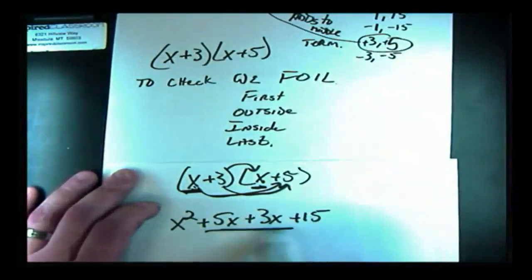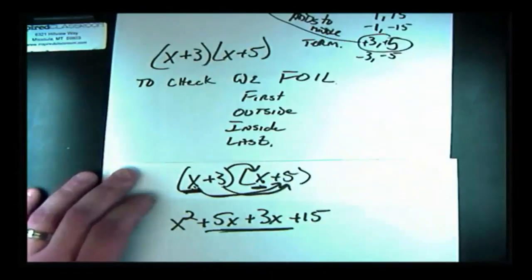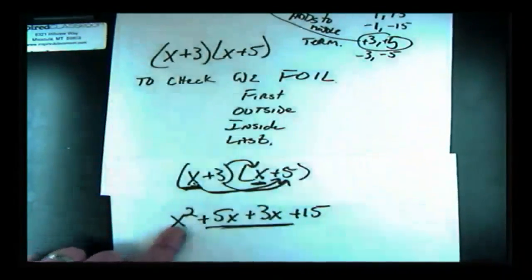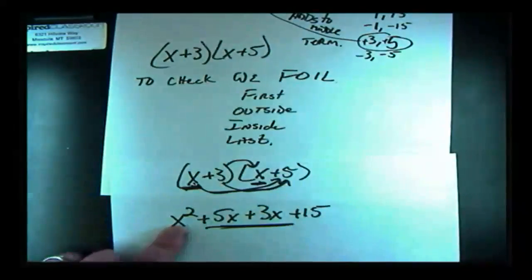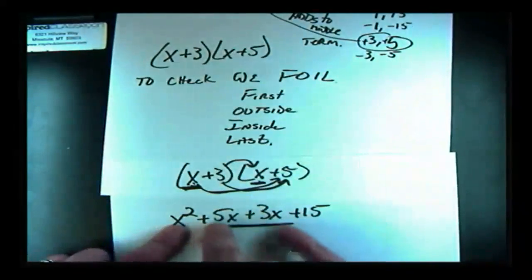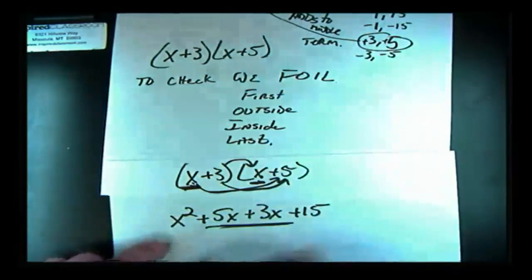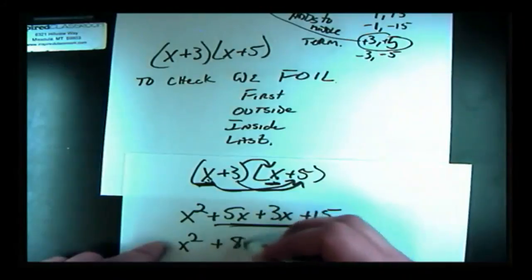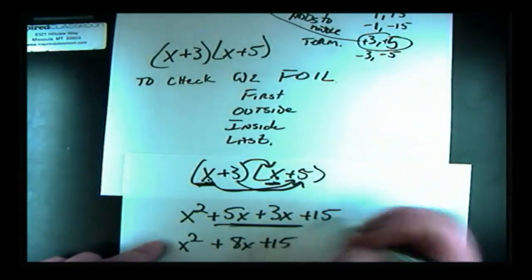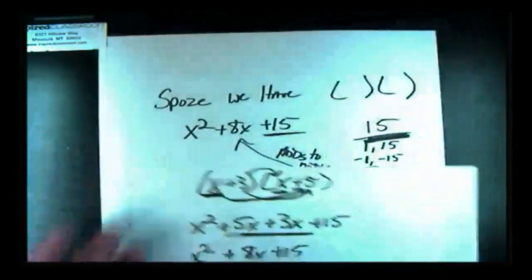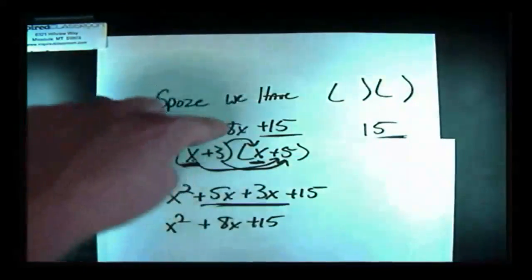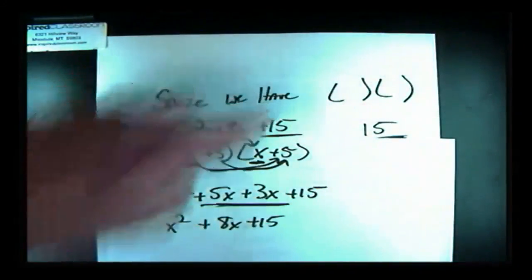I combine my like terms. This is not a like term. You combine like terms over variables and exponents. In this case, these both have an x, and they're both to the first power, so we can combine those. So I get x squared plus 8x plus 15. And if you look back to where we started, at the very beginning, x squared plus 8x plus 15.